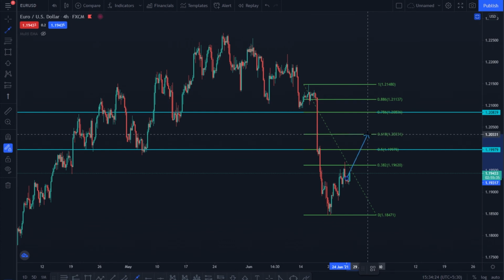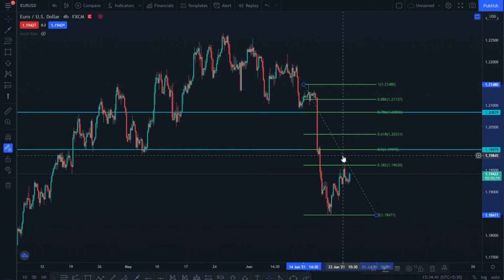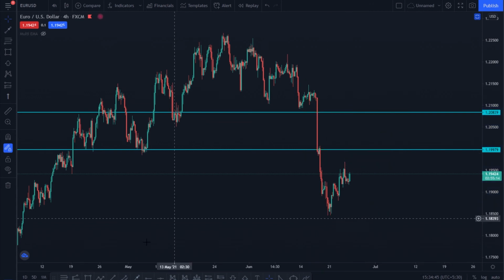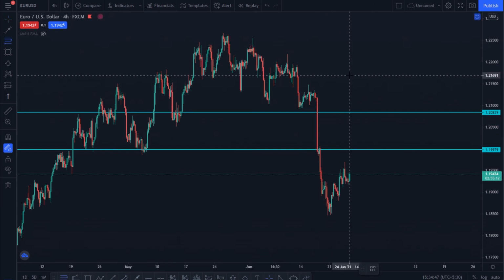But remember, Fibonacci will make sense only when you have a confluence with the structures. If you're not using structures as a way to analyze with the Fibonacci, then Fibonacci won't be of that great help.